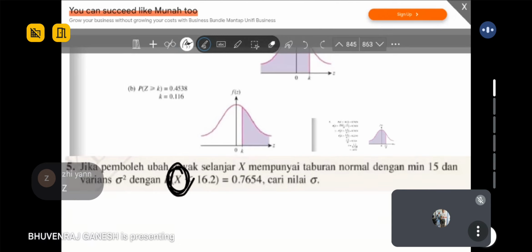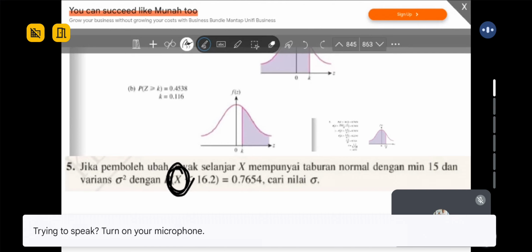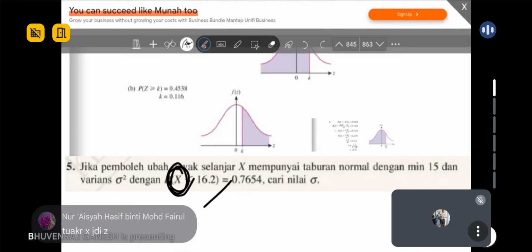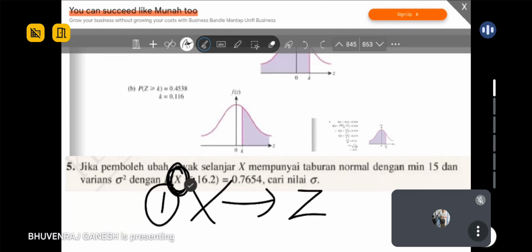So, kena tukar kepada? Z-score, guys. Always tukar X kepada Z-score first, then only kamu tengok peraturan dia. Okay, selalu macam ni. So that kamu lebih senang lah nak tengok.